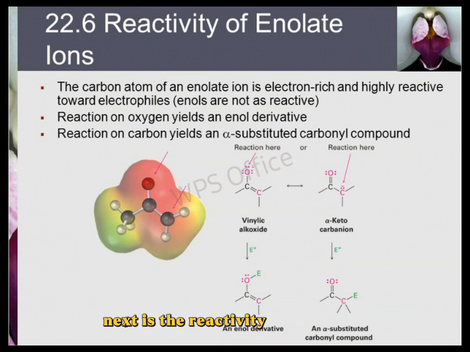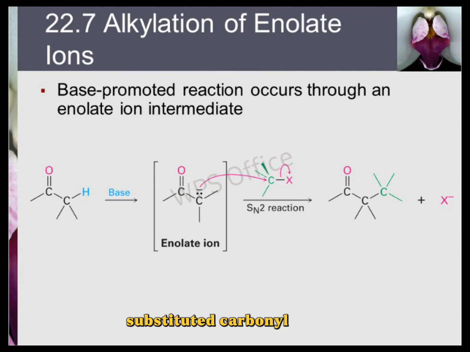Next is the reactivity of enolate ions. The carbon atom of an enolate ion is electron-rich and highly reactive toward electrophiles. Enols are not as reactive. Reaction on oxygen yields an enol derivative. Reaction on carbon yields an alpha-substituted carbonyl compound.